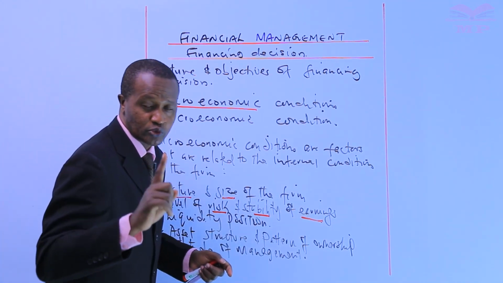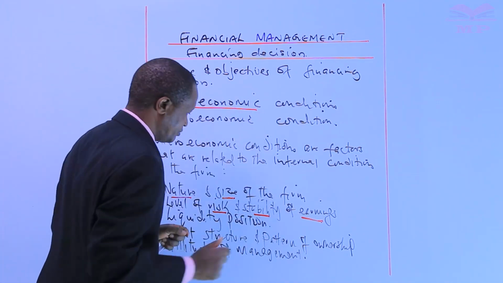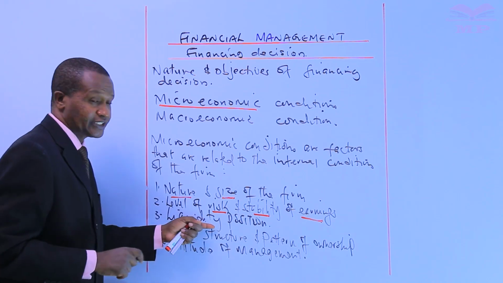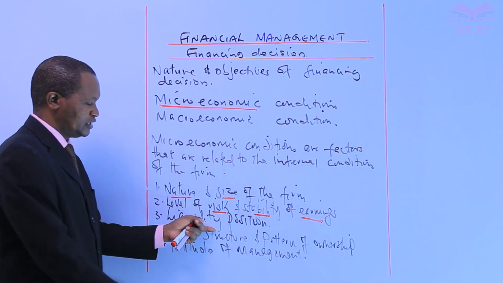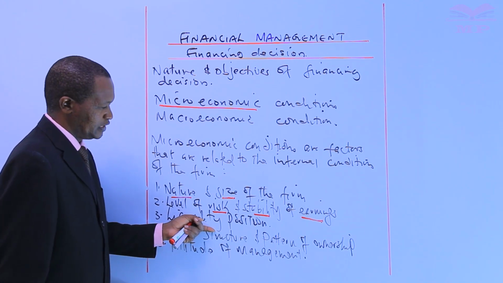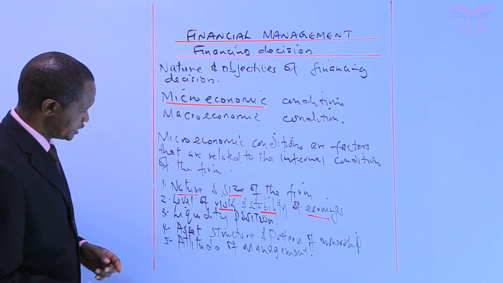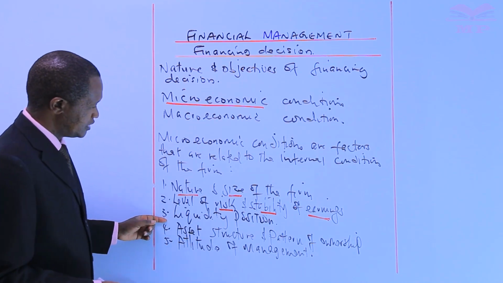If you don't understand what I'm talking about here, don't worry, because we shall be repeating what I'm talking about here when we'll be discussing dividend policy decisions. We'll also talk about it when discussing capital budgeting decisions. So let us proceed to the third factor.